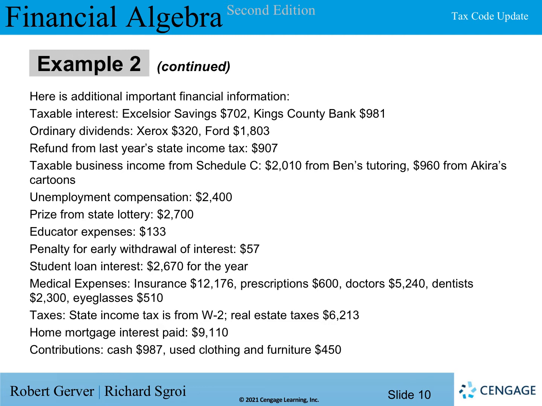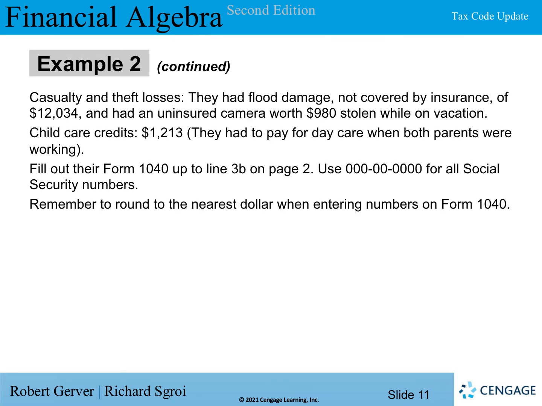They won a prize in the state lottery, some educator expenses, penalty for early withdrawal of interest, student loan interest, medical expenses, taxes, home mortgage interest paid, and contributions. In addition, they had some casualty and theft losses. They had flood damage not covered by insurance. They had child care credits, okay? They had to pay for daycare when both parents were working.